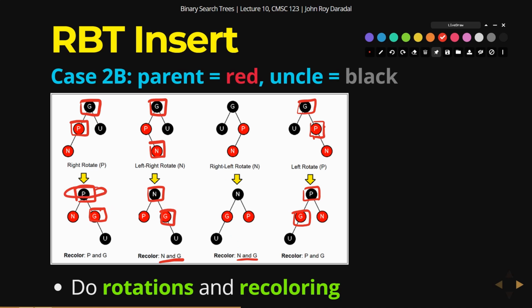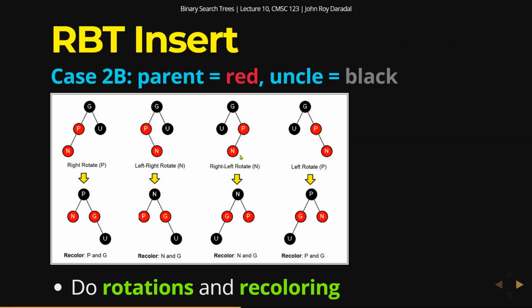So first level black, second level red. Okay, so those are the four possibilities for case 2B. So do the correct rotation depending on the pattern, then after that do the recoloring based on the levels. Okay, so yeah, that's case 2B.